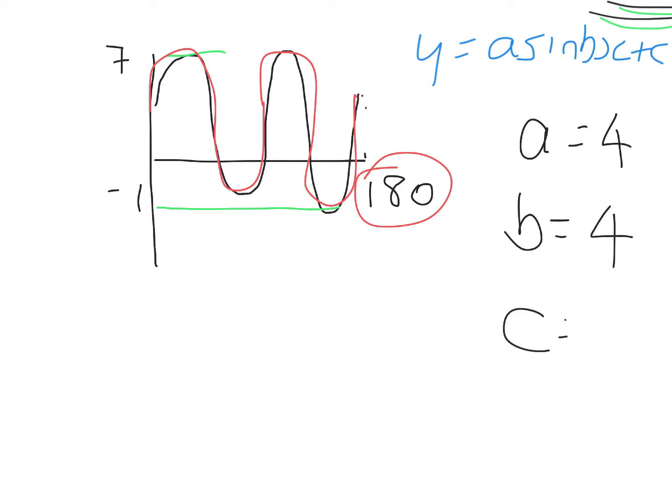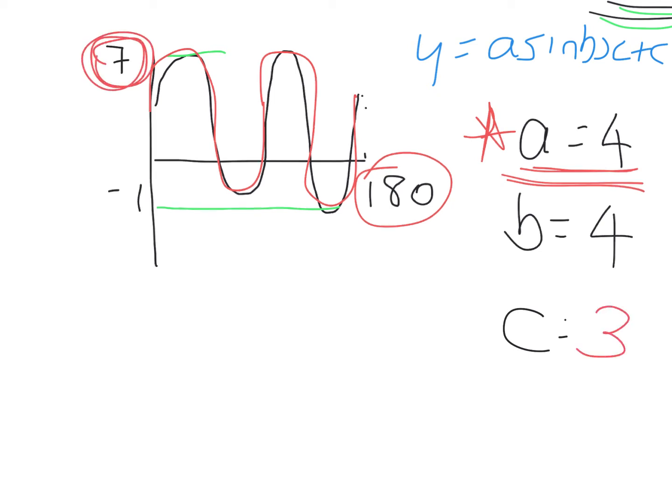C is the vertical shift. That's a new thing for today. So that's what the curve has been shifted up by. Now it should go up to its amplitude. It should go up to 4. A curve should go up to its amplitude unless it's been shifted up. It should go up to 4, but you can see it actually goes up to 7, so it's been shifted up 3. C is equal to 3.